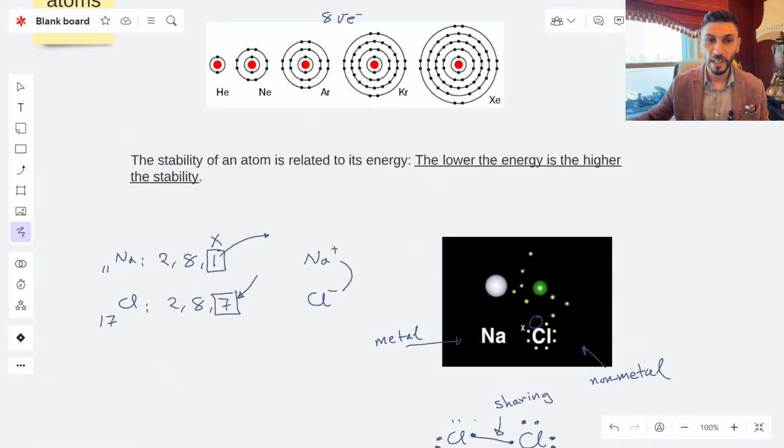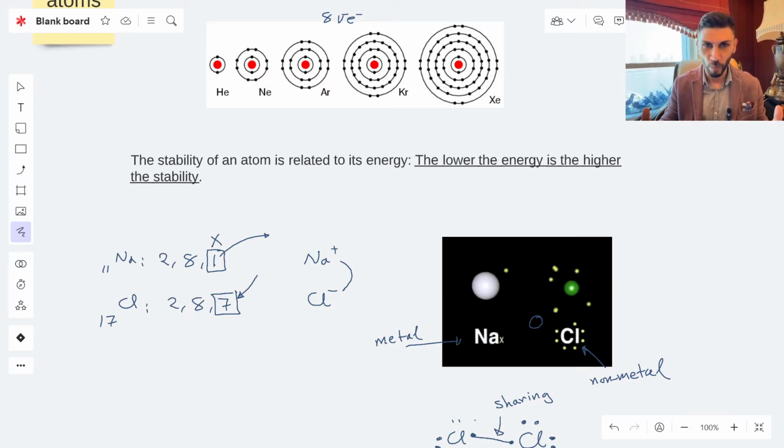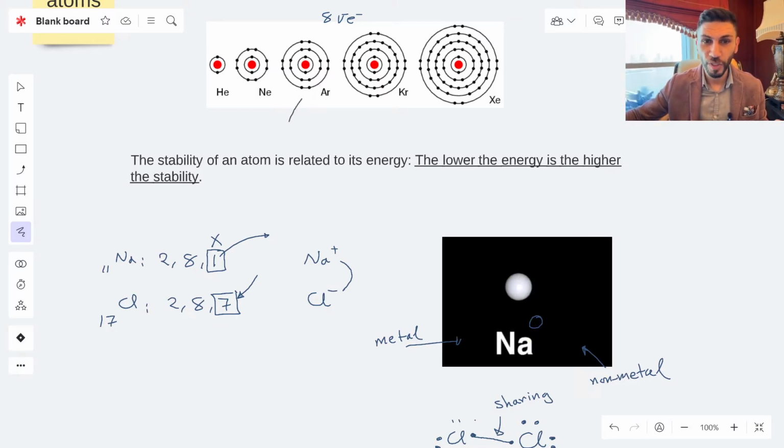If we talk again about the energy and the stability, the lower the energy is, the higher the stability is. And all atoms are trying to be more stable by sharing or losing or gaining electrons to form bonds or to have the same electron configuration as the noble gases.